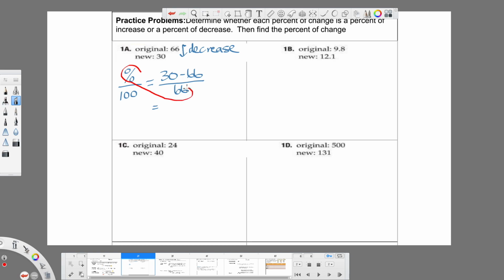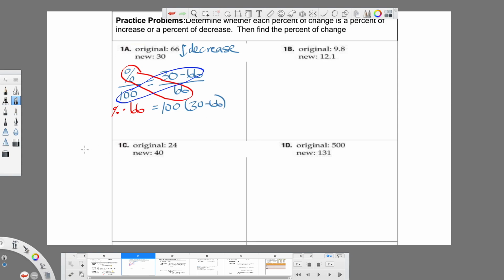So cross multiplication, I have percent times 66 and 100 times 30 minus 66. Now, can I do this 30 minus 66 real quick before I multiply? Can I simplify that? Sure, I can. I'm going to go ahead and write it here so that we can actually see it. I could have subtracted these ahead of time before multiplying, but it's perfectly fine that they're not.